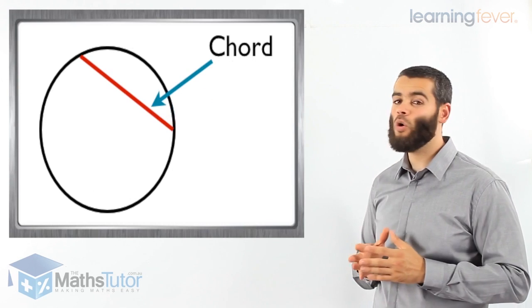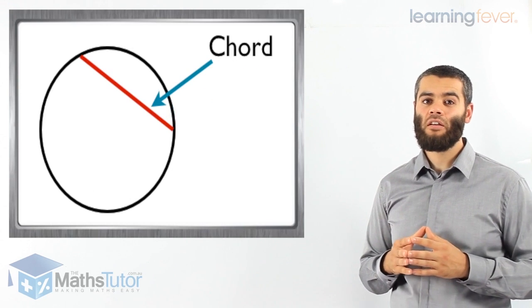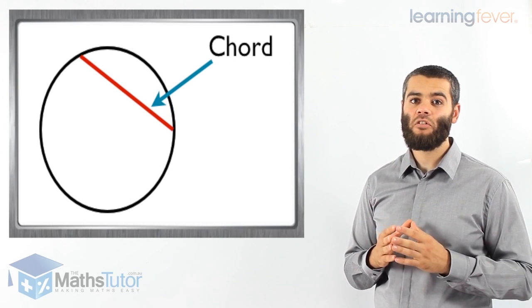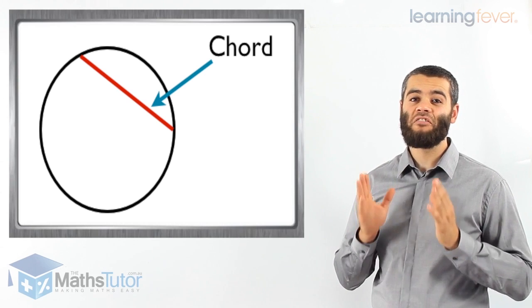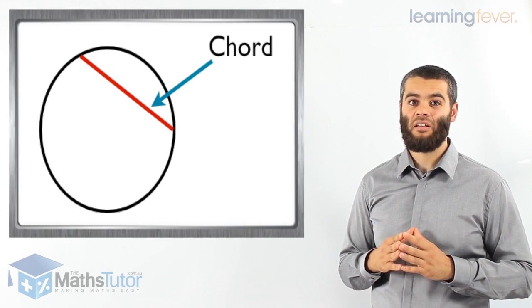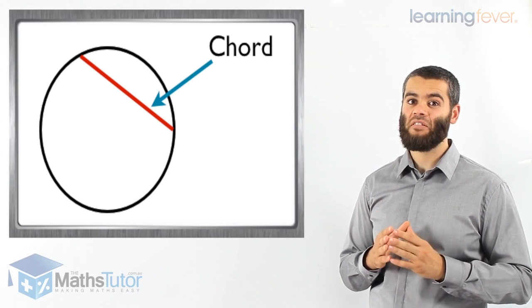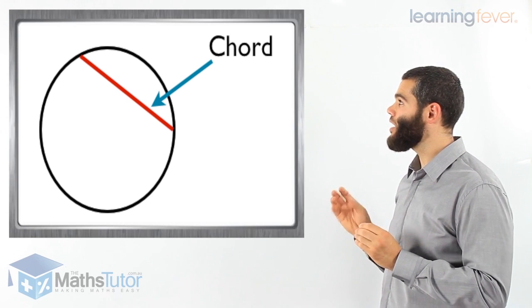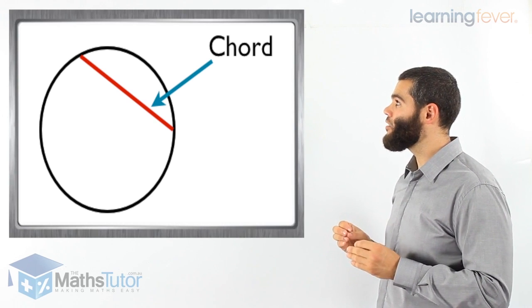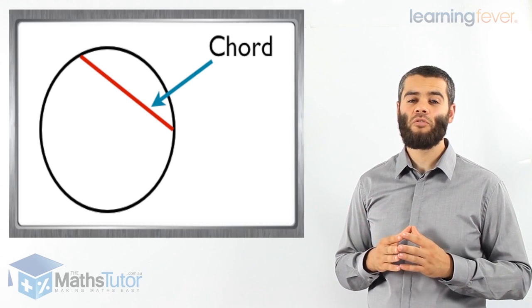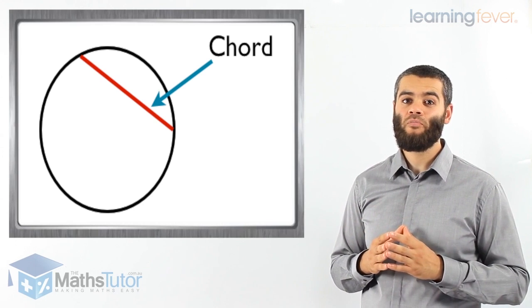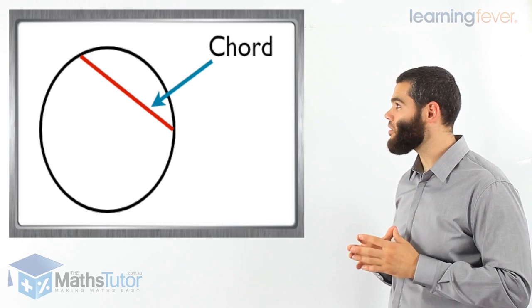Then we have the chord. The chord is a line. It goes from one end of the circle to the other, but it does not go through the center. It is a straight line. It goes from one end of the circle to the other end of the circle, but it does not go through the center. It's called a chord.